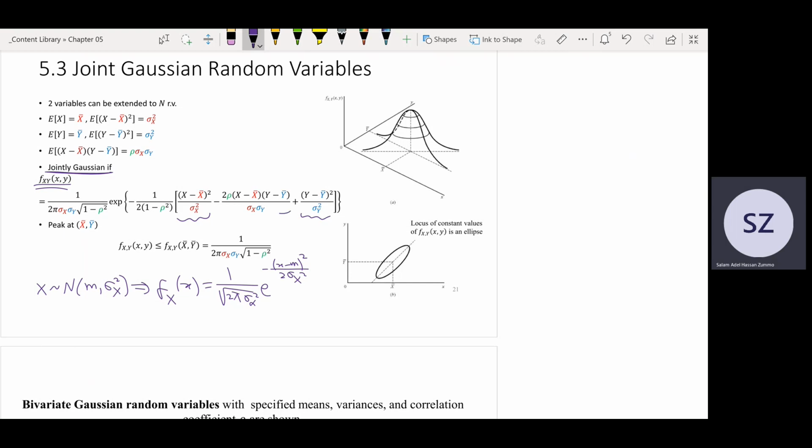The part in the middle connects x and y through the correlation coefficient. If two random variables are independent or uncorrelated, then the correlation coefficient will be 0, which means this term is not there, because the whole term is multiplied by it. If this term vanishes, we have this term plus this term, so you can decouple the exponential into two exponentials, one for x and one for y. So it will be like the PDF of x multiplied by the PDF of y. Is that clear?